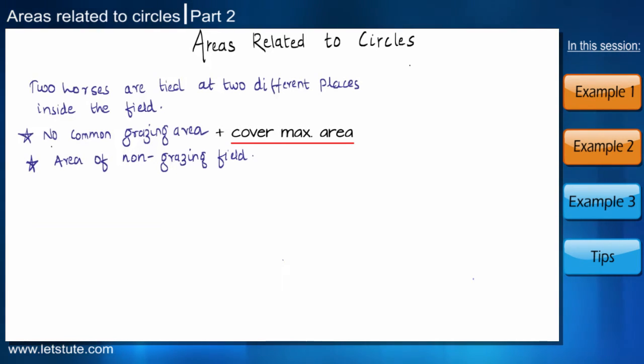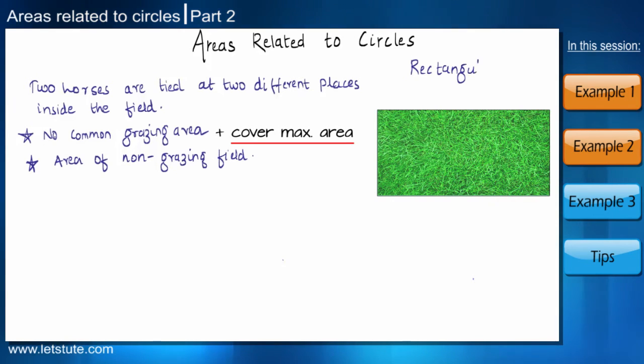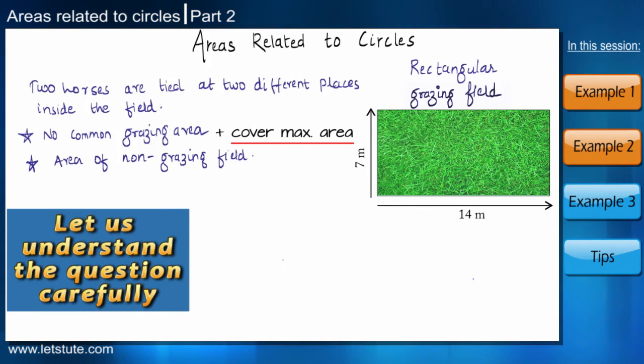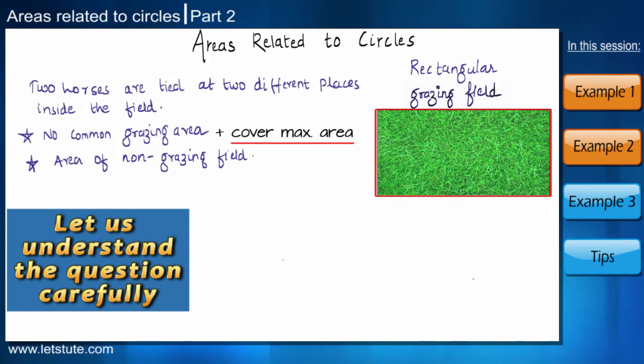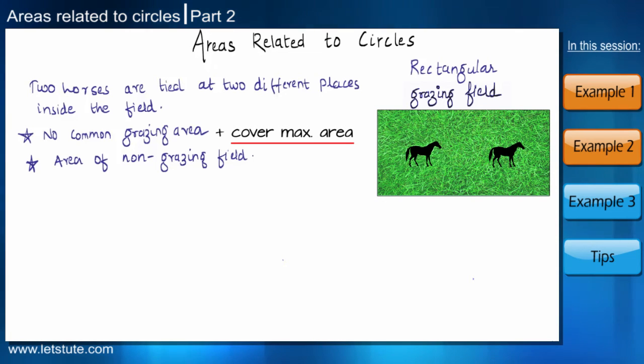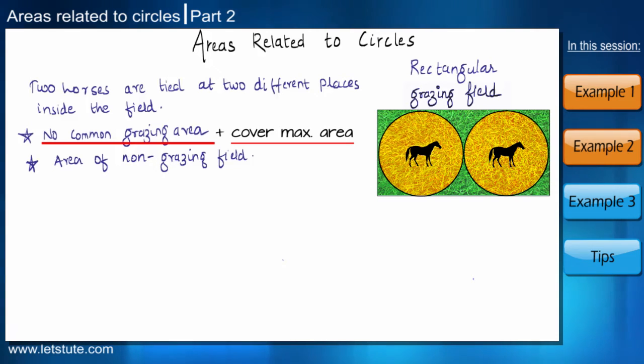If the grazing field was rectangular and the length of the field is 14 meters and the breadth is 7 meters. If we try to visualize this situation, then we have a rectangular field. We need 2 horses to be tied inside the field so that they will not have any common grazing area, but they should also cover the maximum area of the rectangular field.